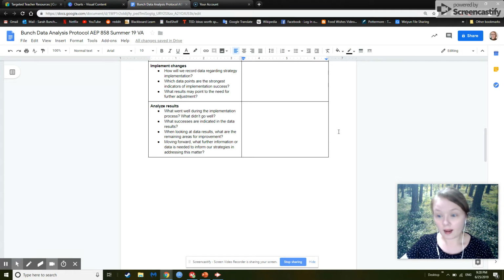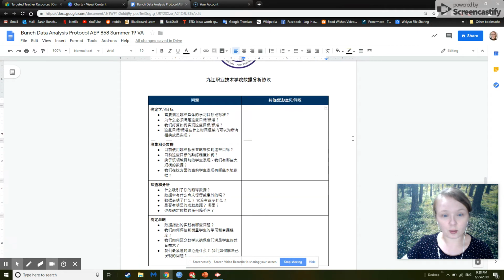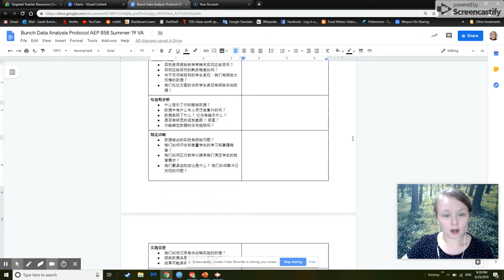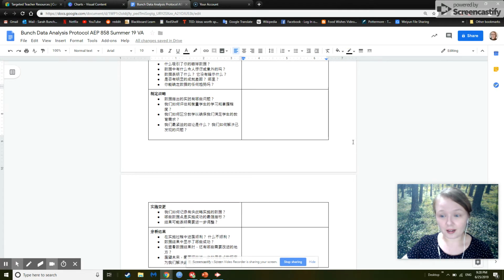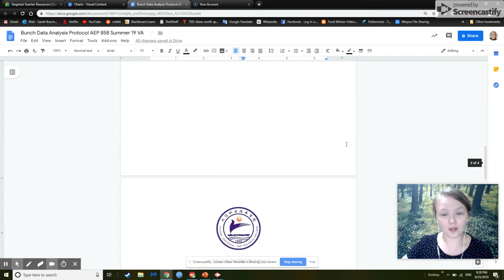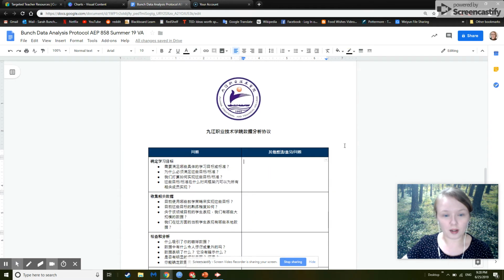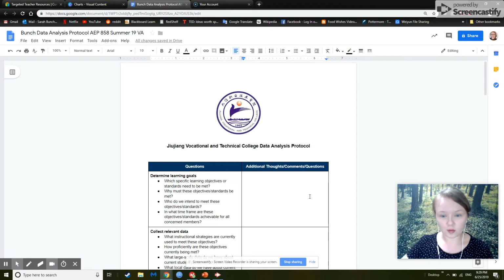And again, I went ahead and made a Chinese language version as well, since almost everyone else at my university speaks Chinese, and of course that would be beneficial to them to have a form of this protocol that is more easily understandable. And that is my data analysis protocol suggestion for my school.